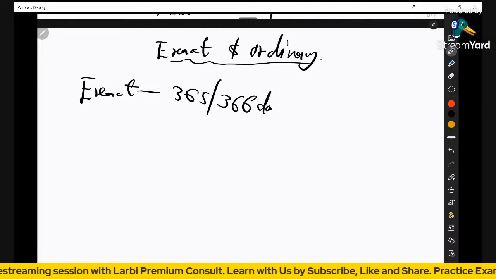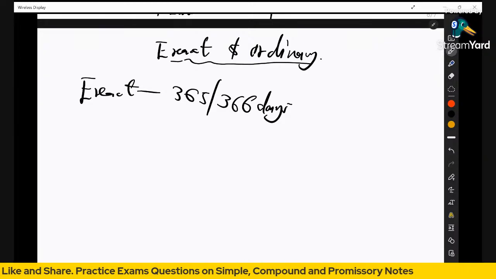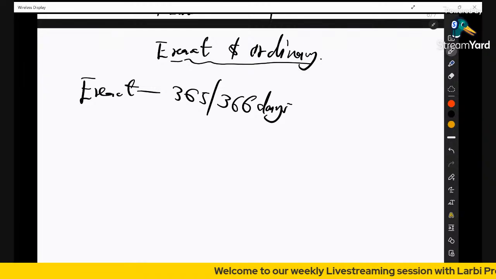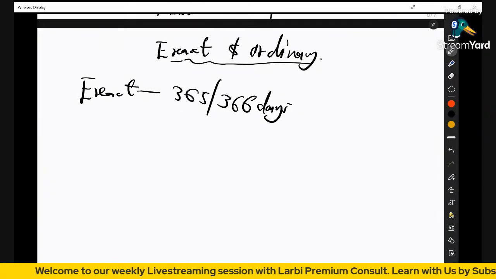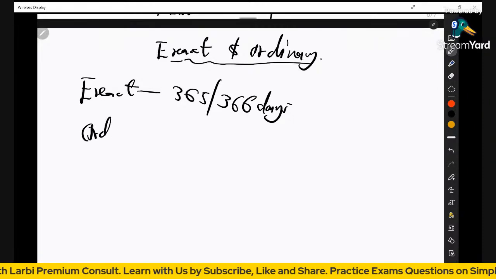So whether 365 days is a normal year, or 366 is what? A leap year, right? So that is the exact time approach. Whenever you're computing simple interest, the denominator of your time is going to be either 365 or 366. If they throw more light that the year is a leap year, then use 366. That's the exact time.